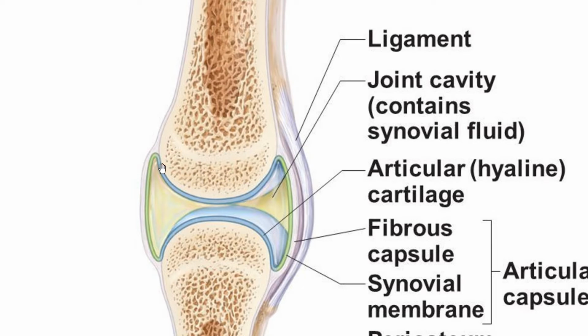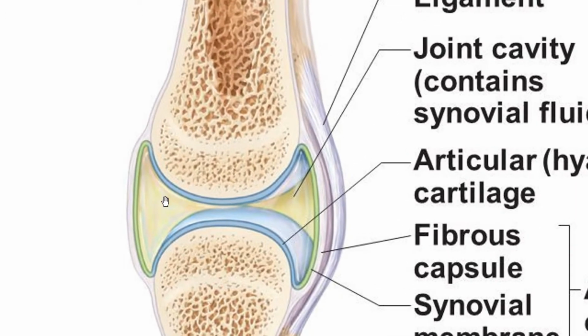This is one bone and its surface is covered with hyaline cartilage. This is the other bone which is a participant of the joint, and it is also covered with hyaline cartilage. And in between these two cartilages, here we have the joint cavity. It is filled with a special type of fluid called synovial fluid, and this synovial fluid comes from the synovial membrane. And what is synovial membrane?